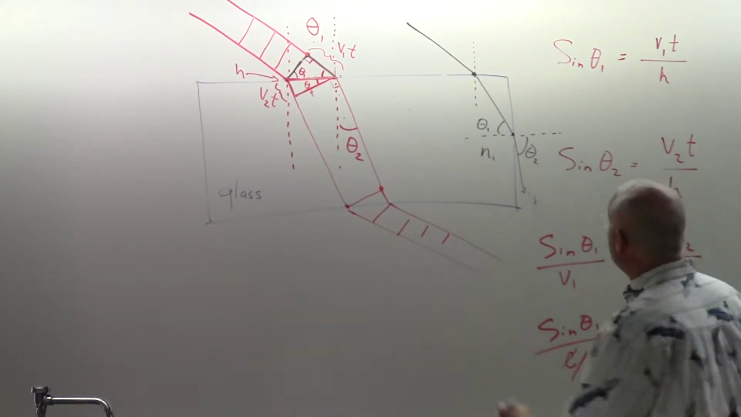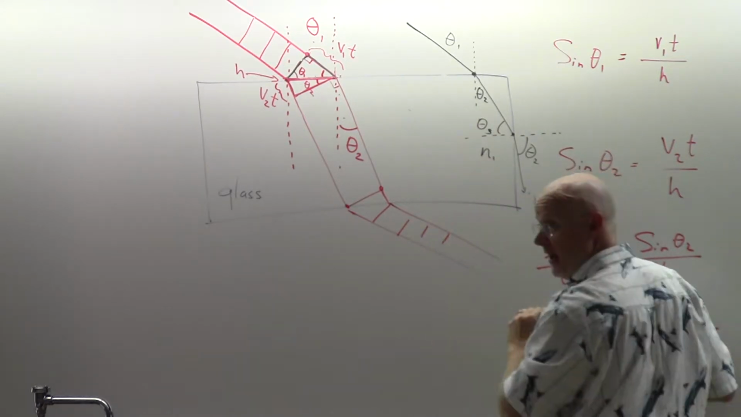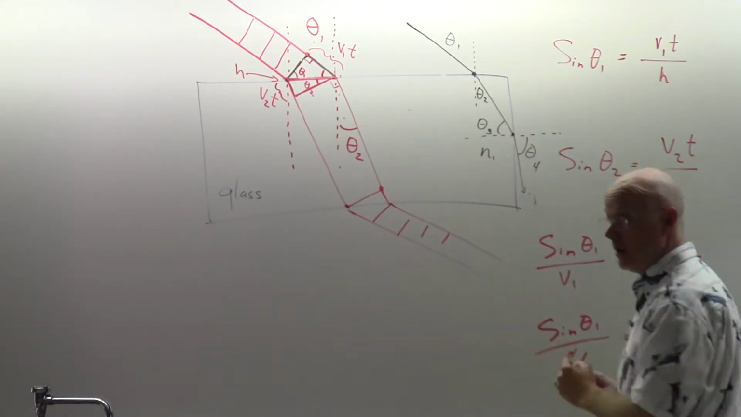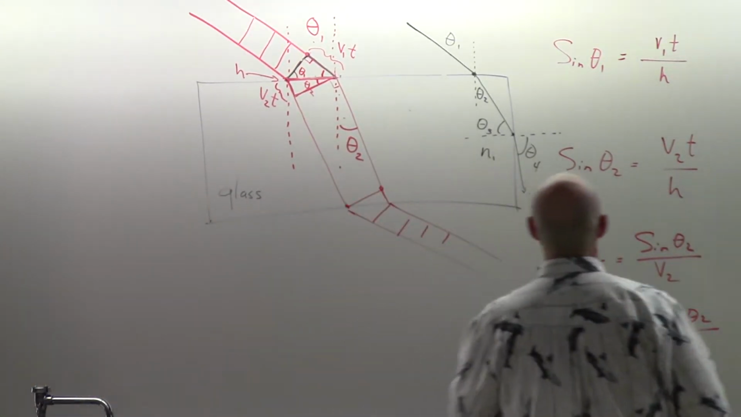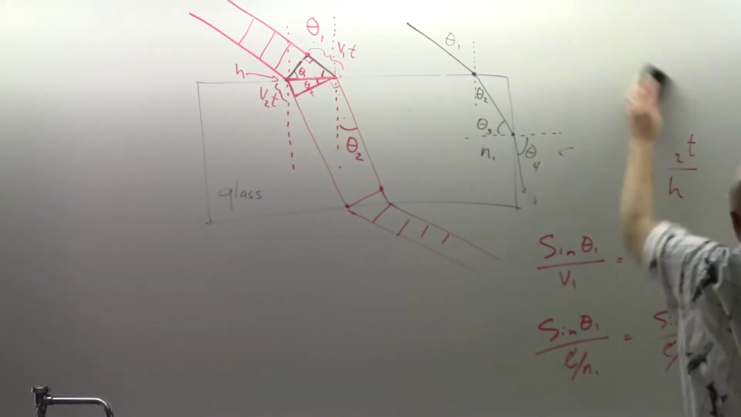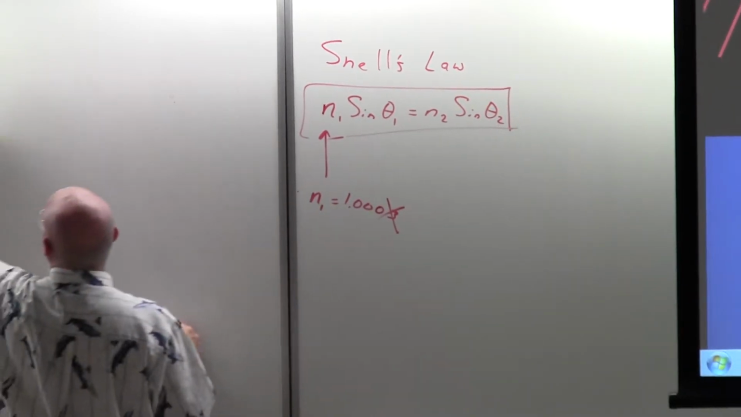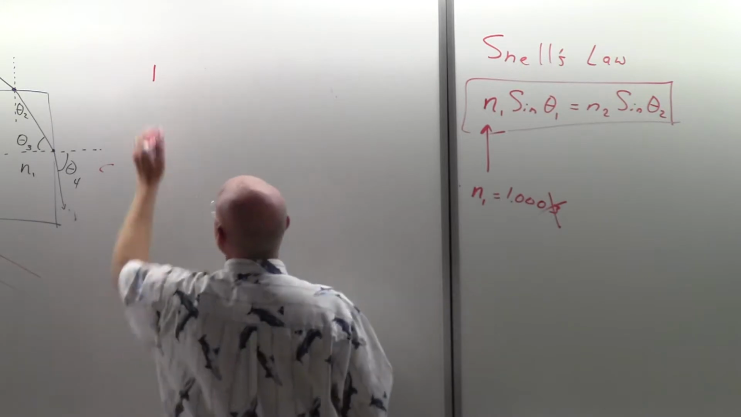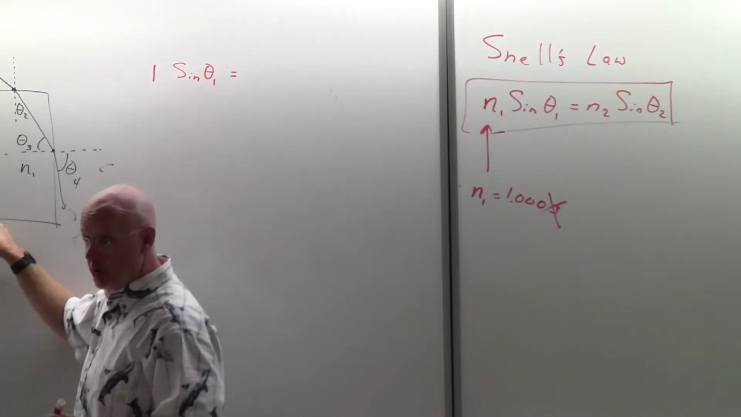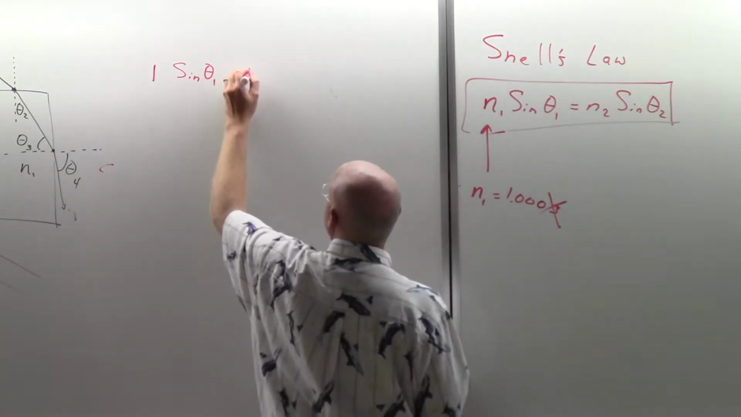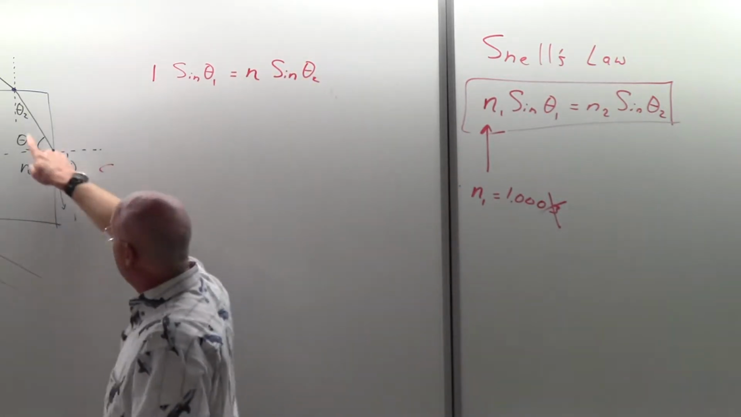If it makes you feel better, maybe I should have labeled it as theta 1 here and theta 2 there. Then I will call this theta 3 and theta 4. So if the homework problem is saying find theta 4, I can start with this equation and go, it starts in air, 1, sine theta 1 is equal to, and then it goes into glass, let me just call it n for now, sine theta 2. But you can find, say, theta 2.